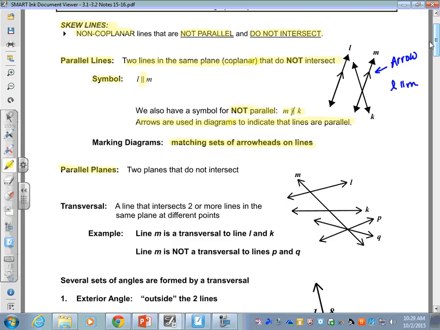All right. Parallel planes, same thing. We did that earlier this 6 weeks. Planes that do not intersect. Now, this is the one that's probably new, transversal. Transversal is a line that intersects two or more lines in the same plane at different points. The key thing is at different points for it to be a transversal.